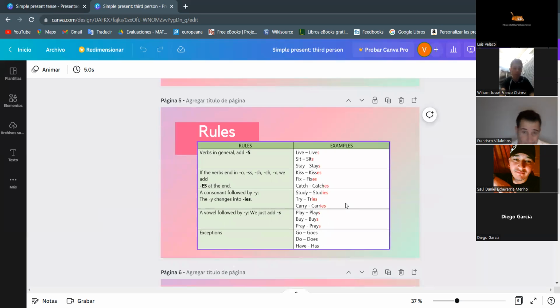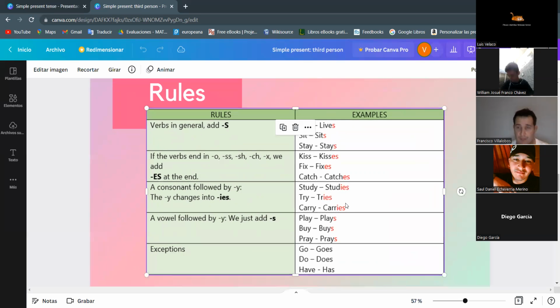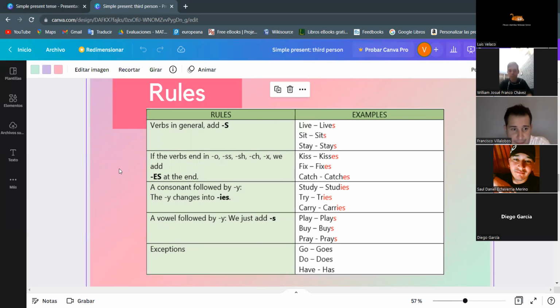Rules. We have rules for this because we have regular and irregular verbs, so they have to be modified in different ways. Francisco, can you help me read the first one, please? Okay, teacher. Rule: verbs in general, add s. Examples: live, lives. Sit, sits. Stay, stays.